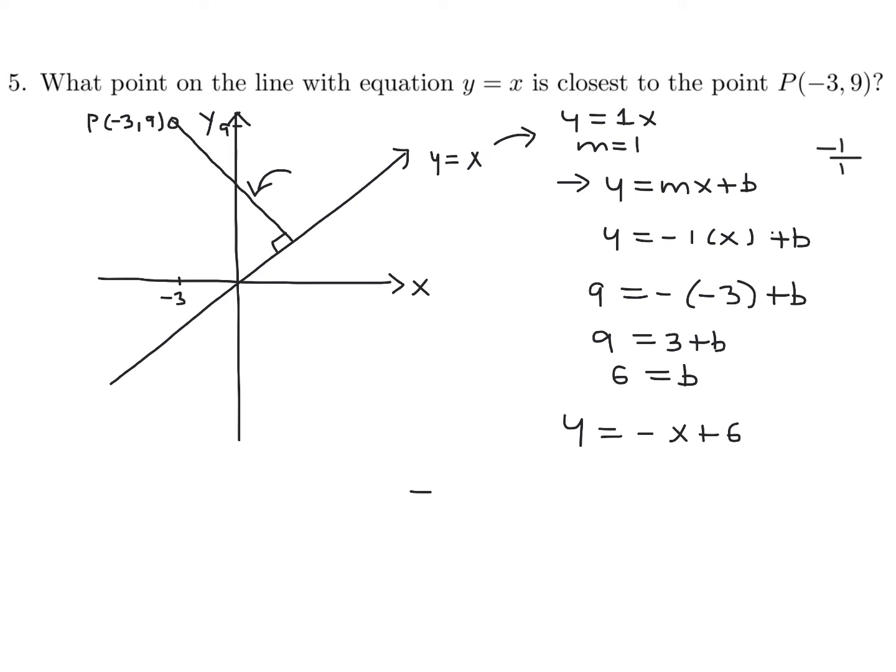So set them equal to each other. We've got minus x plus 6 is equal to x. So 6 is 2x, x is 3. And we can substitute x equals 3 into there to get y is equal to 3. And therefore, this point right here is 3, 3. And that is what they wanted. That's the closest point to P on that line.